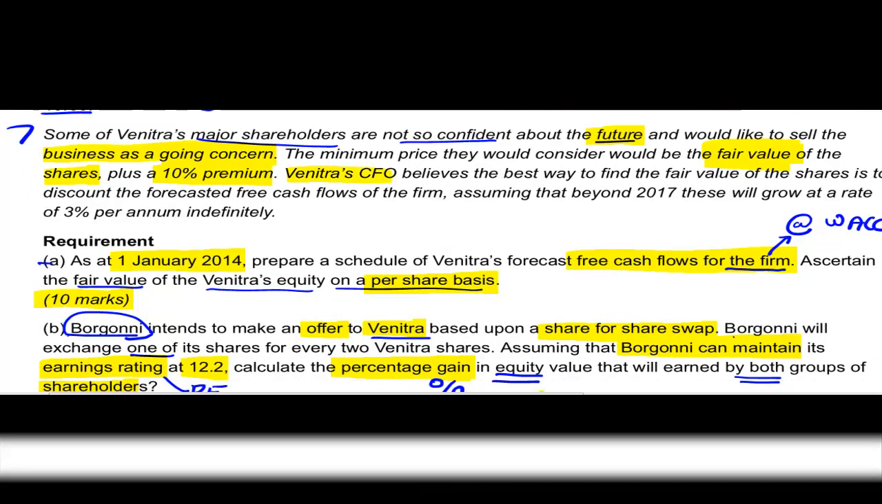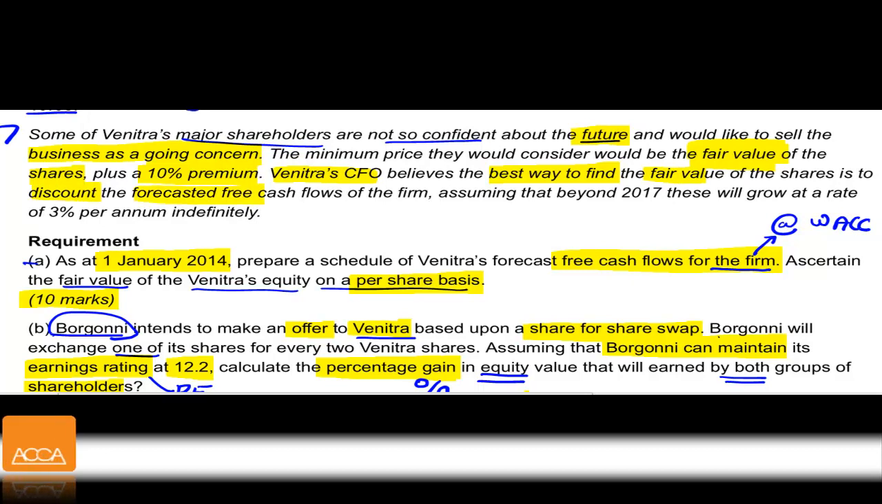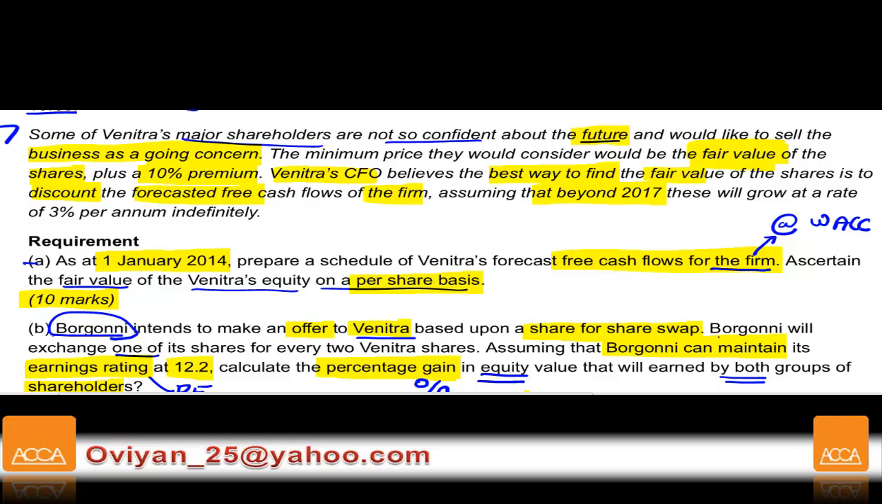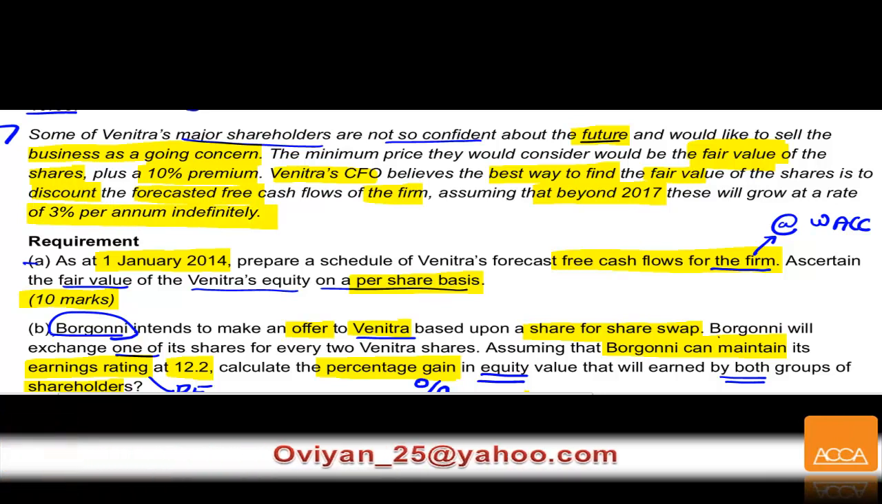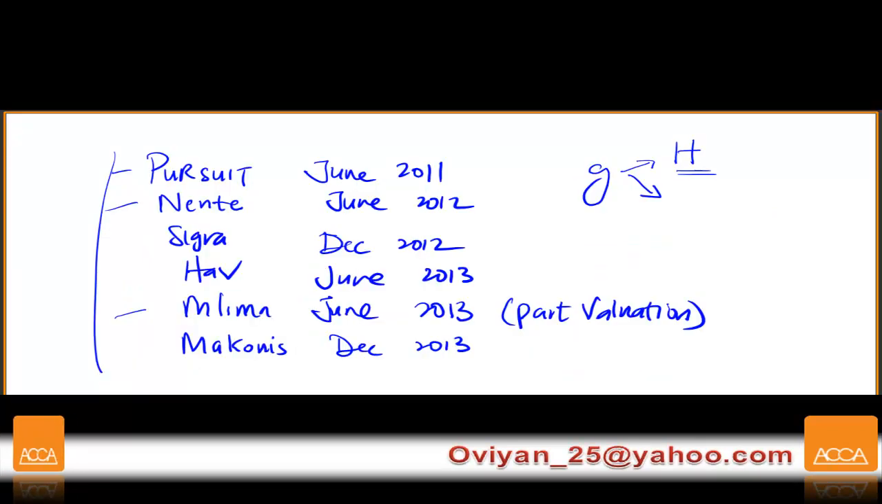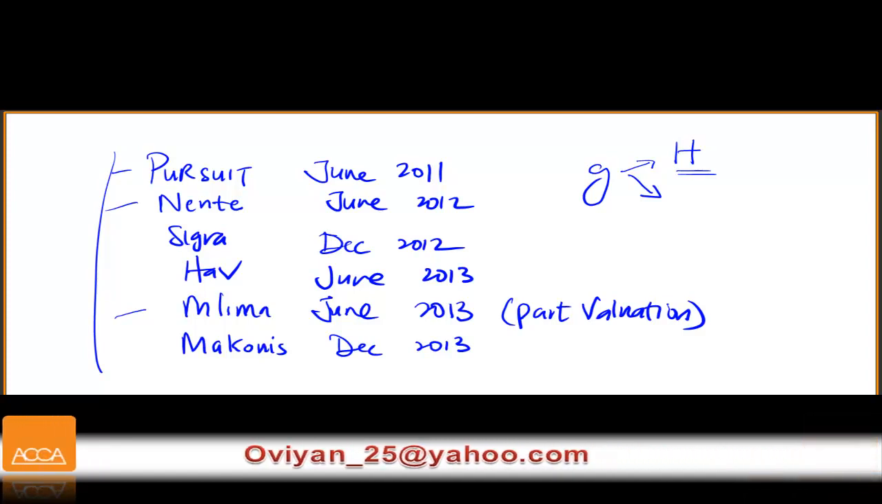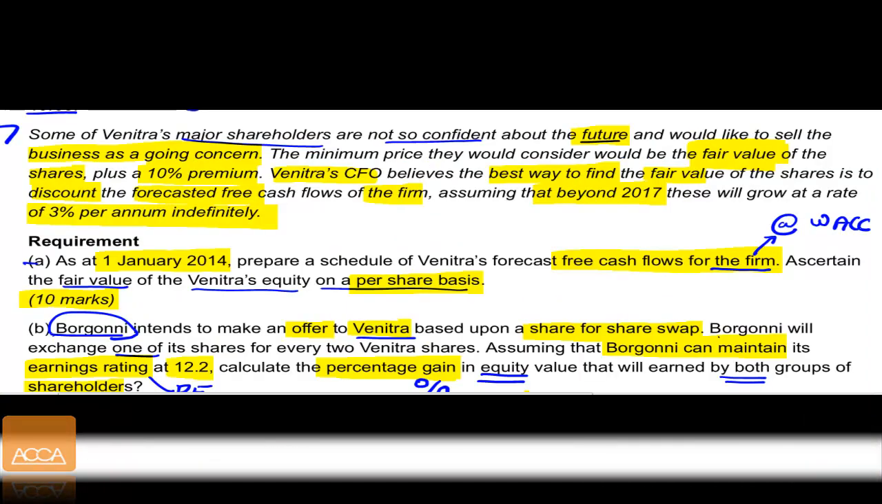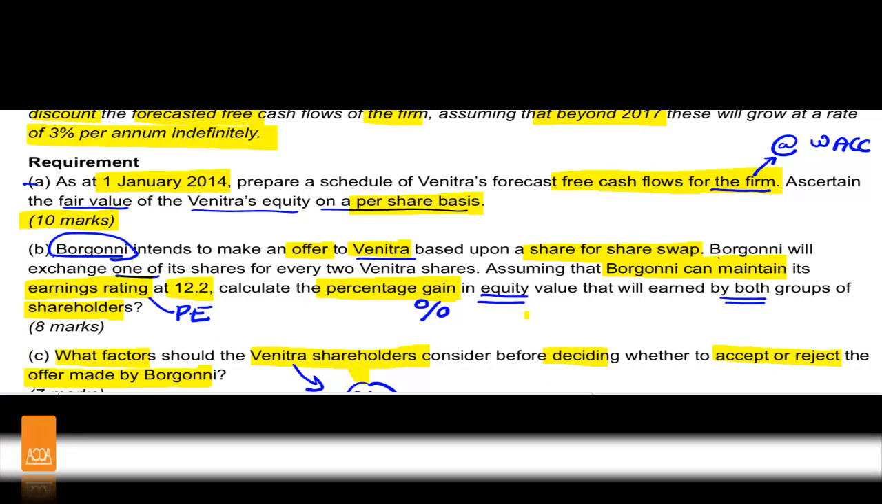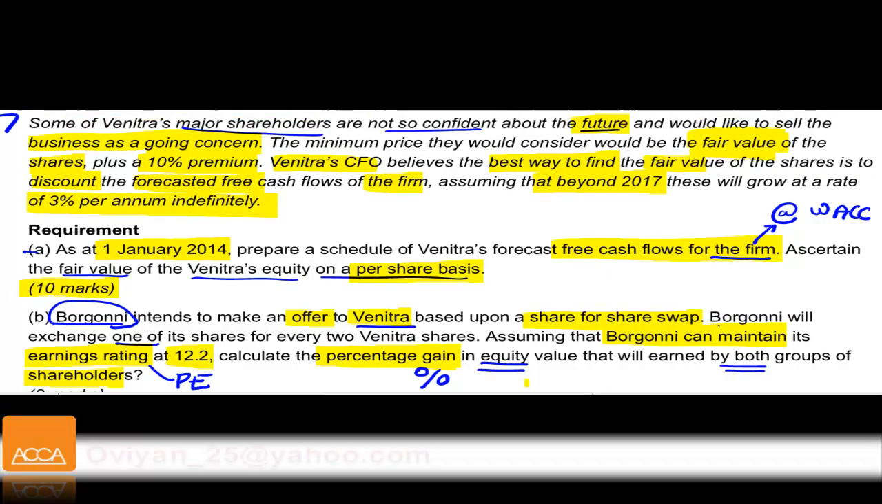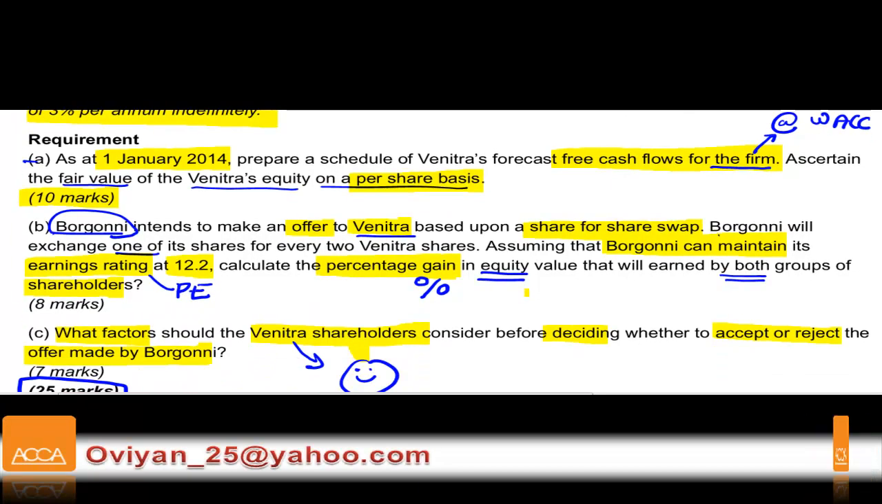Venitra's CFO believes the best way to find the fair value of the shares is to use discounted forecasted free cash flows to the firm, assuming that beyond 2017, this growth rate will increase by 3% indefinitely. So there are 2 growth rates. Again, I want to share with you that the examiner likes to test us on 2 growth rates, so this question is based on that as well. Okay, so I think we are ready to start our answer for part A of the question.